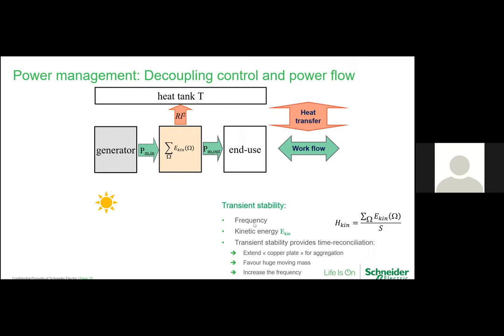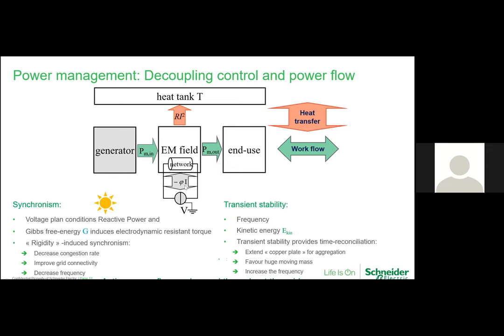And therefore here, the key value is the frequency, given as 50 Hertz in Europe, for instance. And this is the key value given by any TSO. And from the energy point of view, this is the kinetic energy on which this frequency lies. But we need the synchronism, of course, to make sense of the frequency. And how to increase the frequency? Extend the copper plates, favor huge moving mass in any machine. So if you have no machine, it's complicated to have kinetic energy and to increase the frequency. And at the end, by superposing these two qualities, we can consider the active flow of exchange between generation and use, and therefore discuss how to provide any energy service.